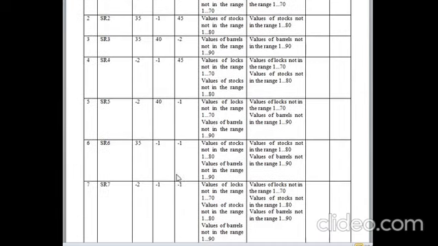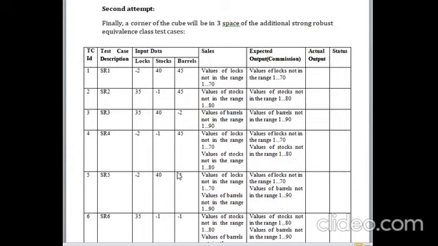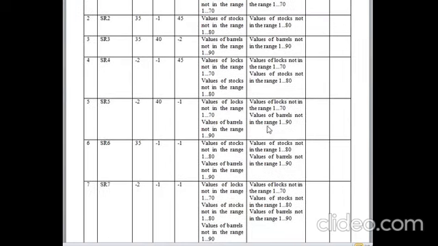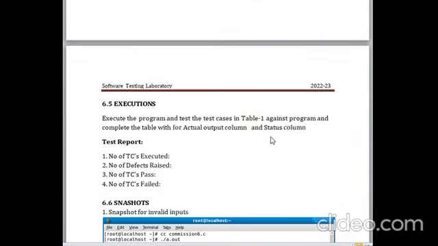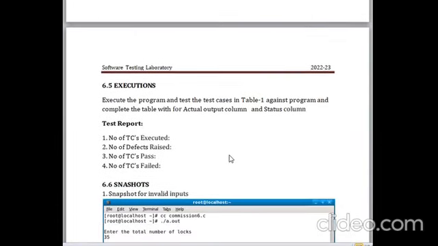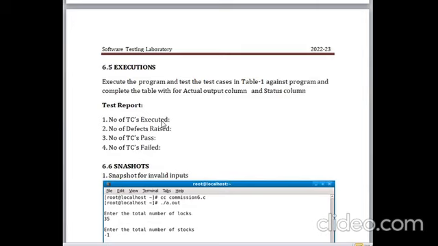So after the test cases we write the expected output, the actual output and the status value, which we fill in after the execution of the program. After execution of the program we will fill that in. After that we have the test execution report: number of test cases executed, number of defects raised, number of test cases passed, number of test cases failed.